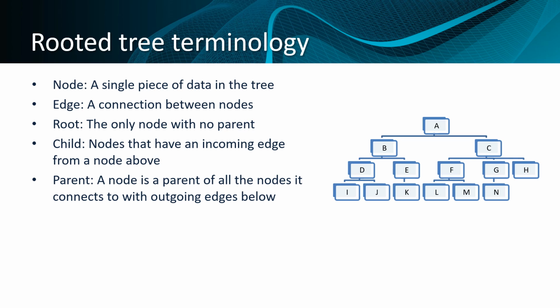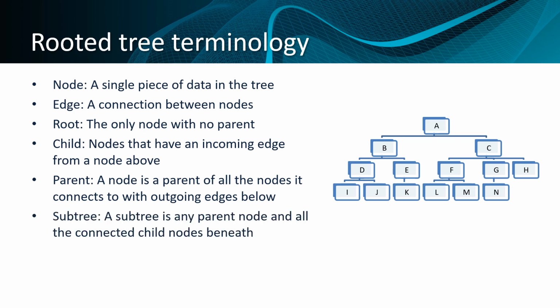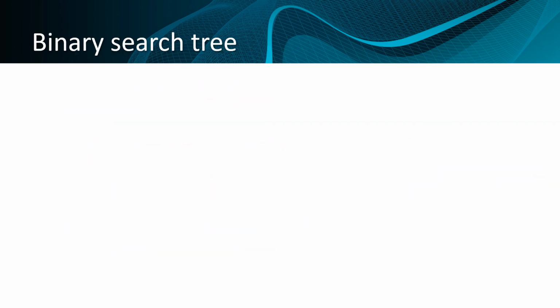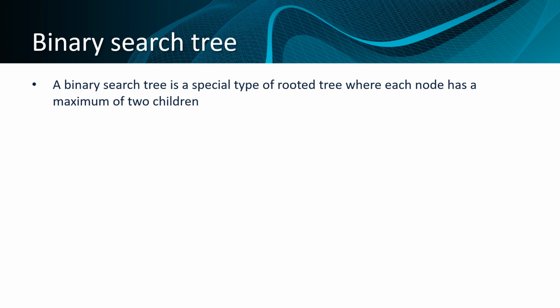It is possible that a node might be both a child and a parent. For instance, D is a child of node B, but a parent of nodes I and J. A subtree is any parent node and all the connected child nodes beneath it. So for instance, B with all of D, E, I, J and K. A leaf node is a node that has no children. A binary search tree is a special type of rooted tree where each node has a maximum of 2 children.